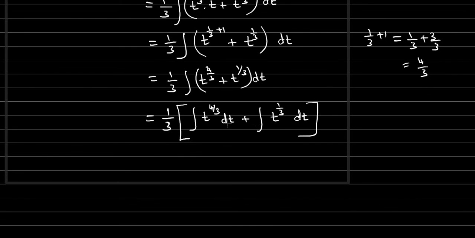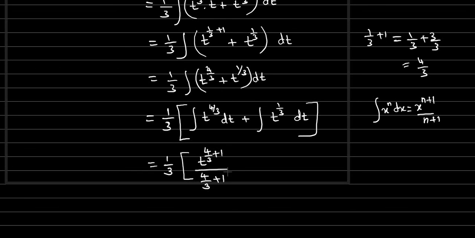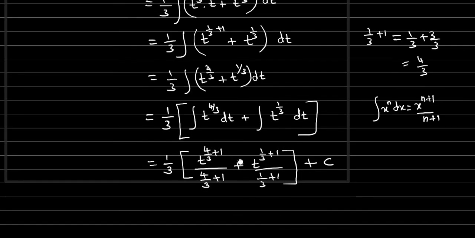Okay, now using the x power n formula, we can integrate these parts. So 1 by 3, t power 4 by 3. As per the x power n formula, what is that? Integral of x power n dx is x power n plus 1 by n plus 1. To the power we need to add plus 1, and the same in the denominator. So already we have power 4 by 3, so adding plus 1 to that, 4 by 3 plus 1. Now plus t power 1 by 3 plus 1, by 1 by 3 plus 1. So integration is done. So plus c.